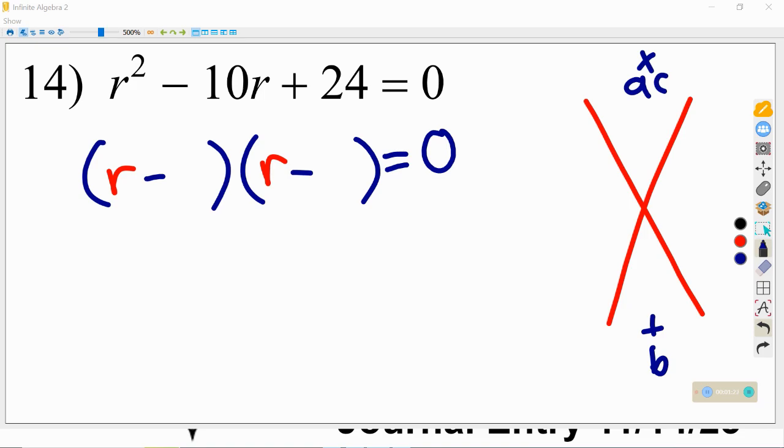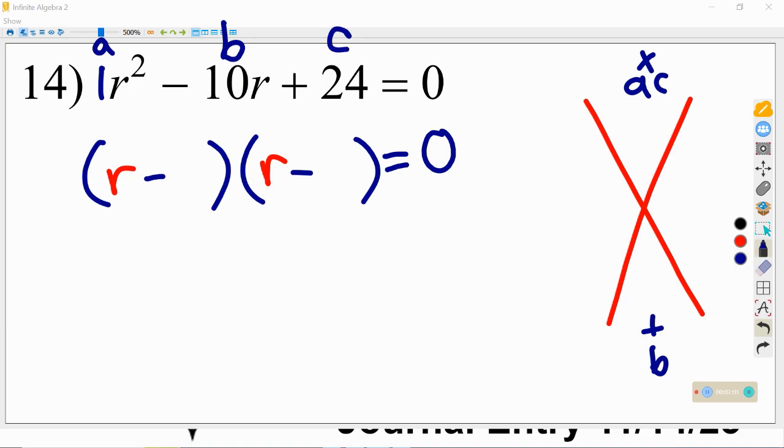A times C. We should know that A is the number in front of our squared, our quadratic term, okay? So that's an invisible 1. B is a negative 10, and C is positive 24. So, in this case, we have to put 2 numbers in here to make sure that we have something that would actually multiply up to 24. So we would need a list of numbers that actually make 24.